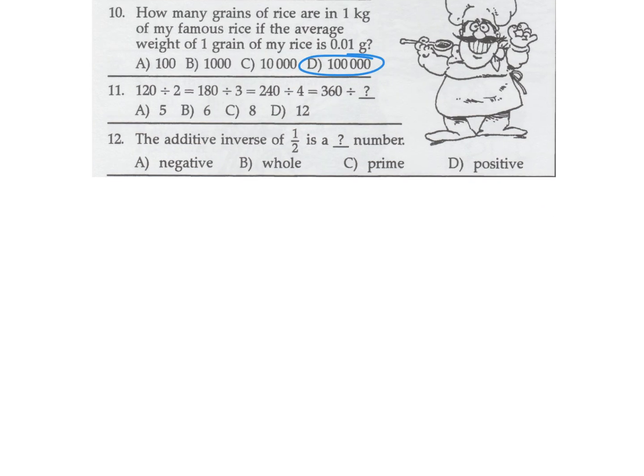120 divided by 2 is equal to 360 divided by something. I don't know why they keep using the question mark. It's so annoying. They should just use a variable like x. Anyhow, this is 60 is 360 over x, and therefore if you cross multiply and divide, this will be 6. So x is 6. Number 11 is B.